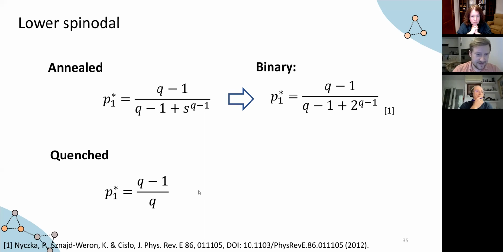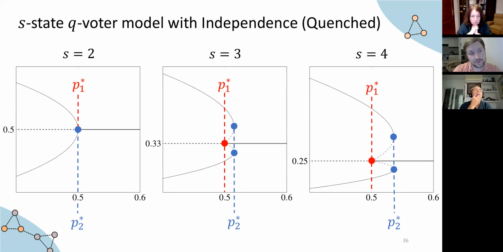And what is quite interesting in the quenched case is that the lower spinodal is always the same, (q-1)/q, and this is exactly the same result as for the binary model. So that is quite impressive and important, because when we look closer, for example when I put q equal to 2 and check different numbers of states, I observe that indeed the lower spinodal is at exactly the same point every time, but the upper spinodal is moving. So basically this moving of the upper spinodal will cause the existence of this coexistence region here.